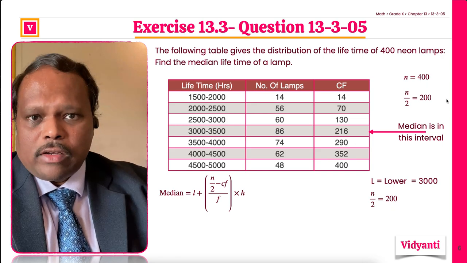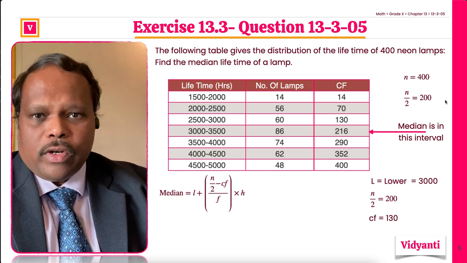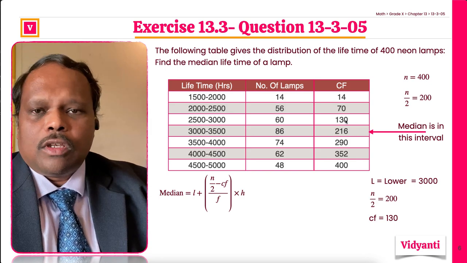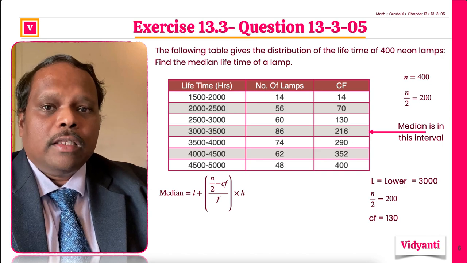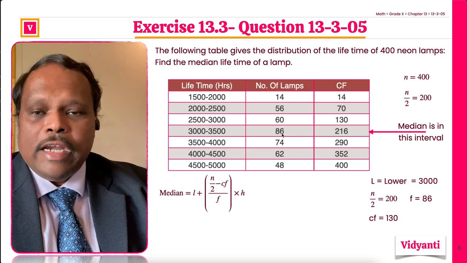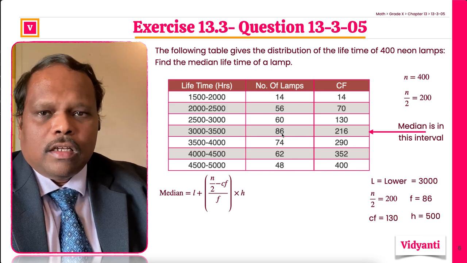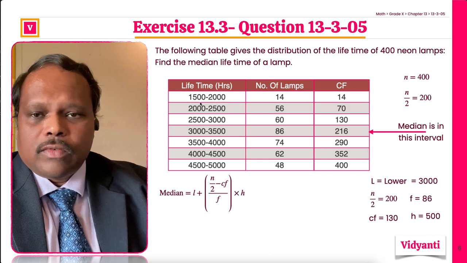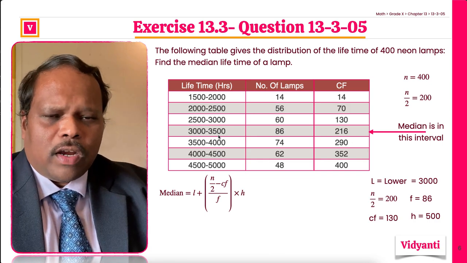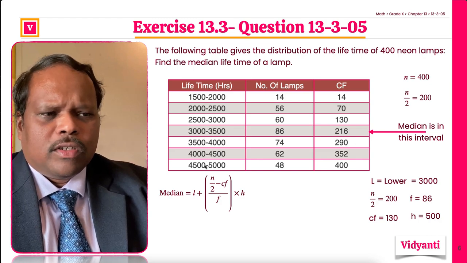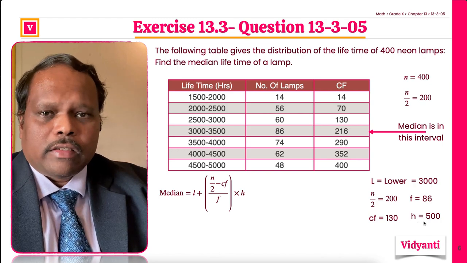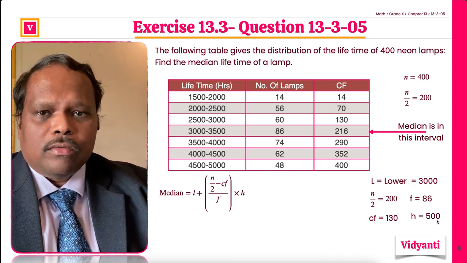N by 2 we have just calculated as 200. Cumulative frequency of the previous class. Now, our median is in this interval, so the cumulative frequency of the previous class will be 130. Frequency of the same class, so that would be 86. And finally, the class interval, which is 500. So the difference between 3000 and 3500, and for that purpose, you can take the difference of any class interval, it doesn't matter. It's going to be uniform anyway. So that H is the interval, that is the width, which is 500.